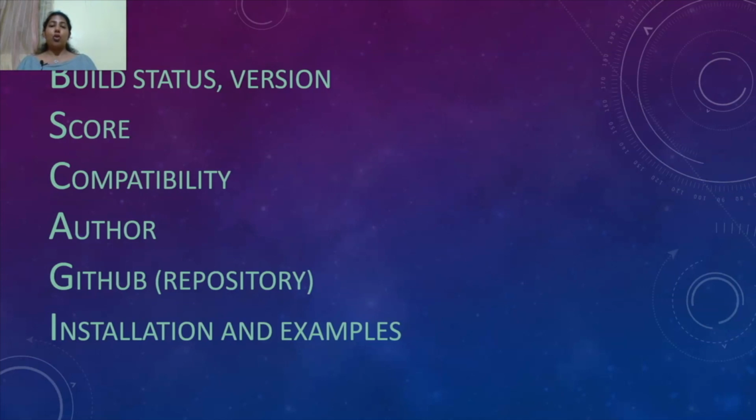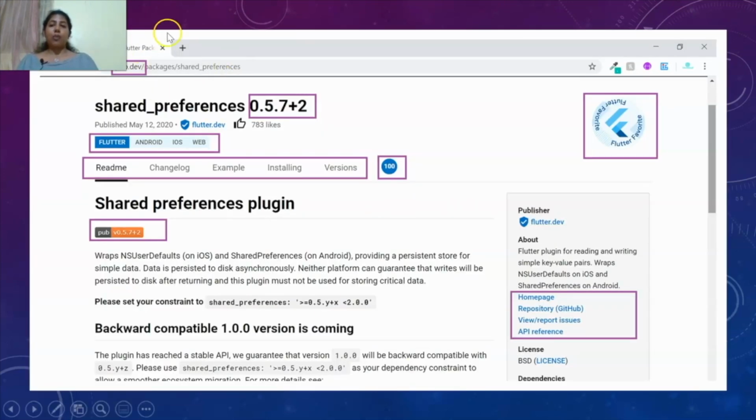In a moment, I'll show you all these features on the website that you really need to look for. So compatible, author, GitHub repository, installation, and example. If I go to pub.dev and look for a particular package, this is what I would be given. There's something called score. Every package updated on pub.dev is given a score depending on the overall performance, quality, and number of issues closed. So if you find something at 100, that means that's the best package that you can blindly use.